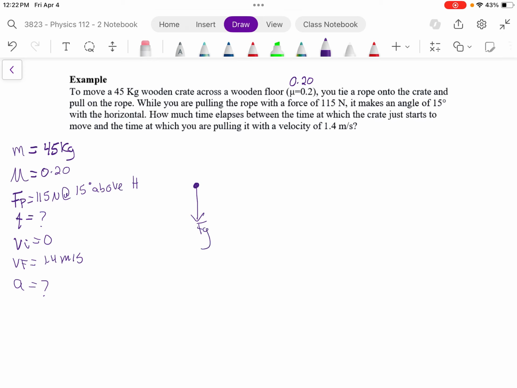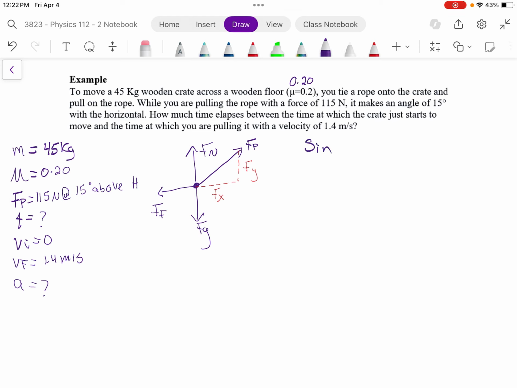We have gravity pulling us down. We have normal force opposing gravity. We have frictional force opposing our motion, and this time the applied force is at an angle. We're going to take that applied force and break it into the components that make it up. We use Fx to represent our horizontal component, and Fy to represent our vertical component.